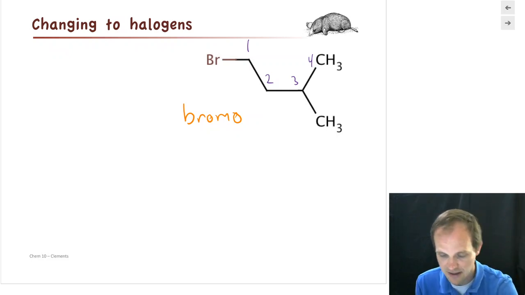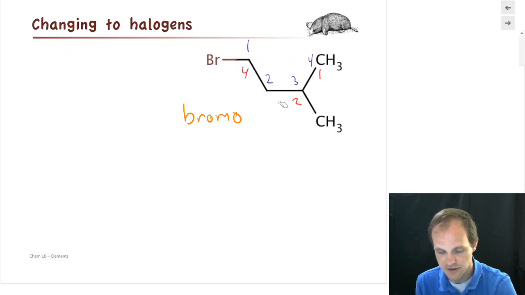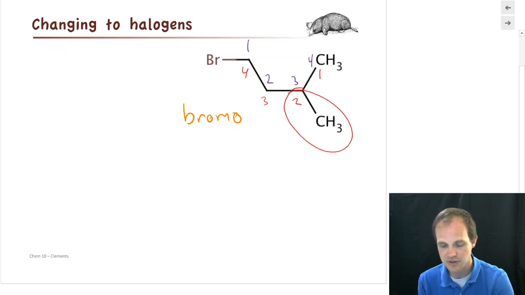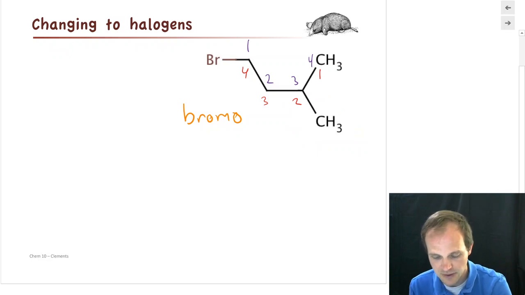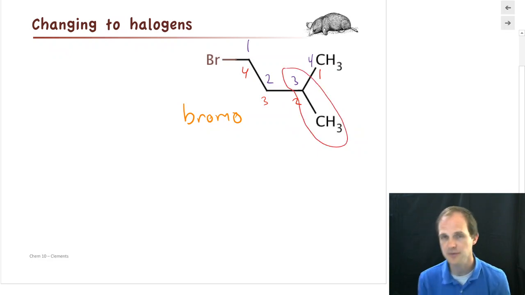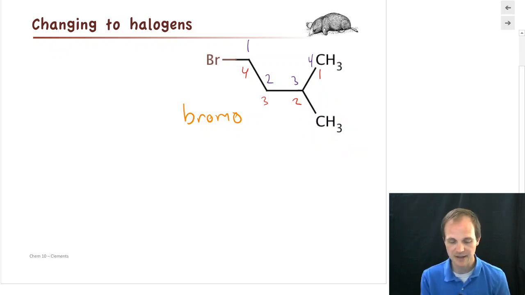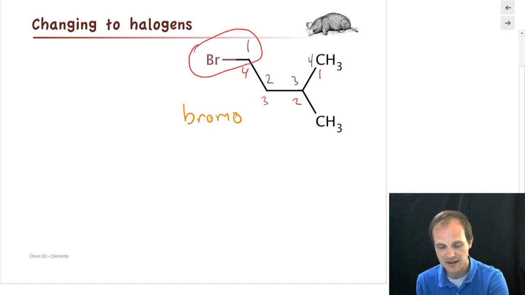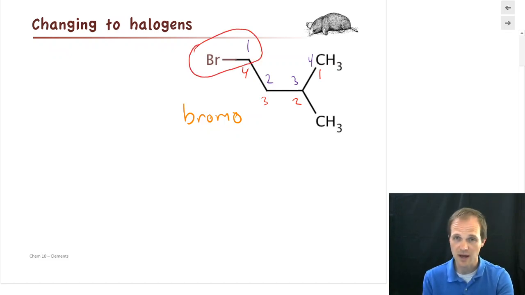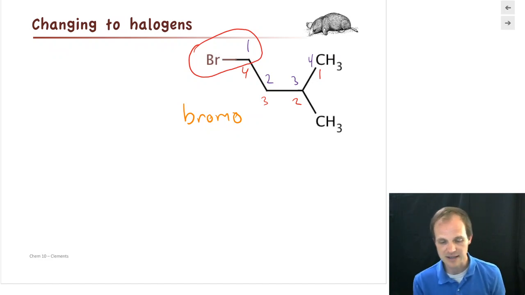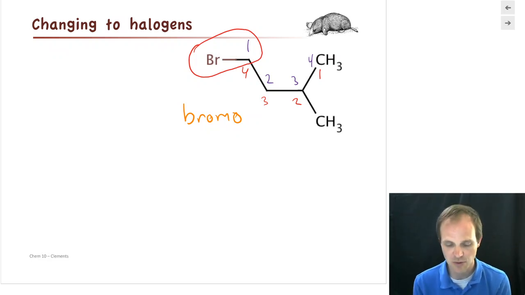Now we have to decide, do we number it starting from the left or starting from the right? If we number in red, our first substituent comes at number 2. If we number in blue, our first substituent comes at number 3. But you have to be really careful, especially with these halogens. When they're sticking off the end there, they're attached to number 1, and they're not hydrogen. So here we have a substituent on number 1. And so in this case my blue, or is that purple, my purple numbering wins because we've got a bromo at number 1.